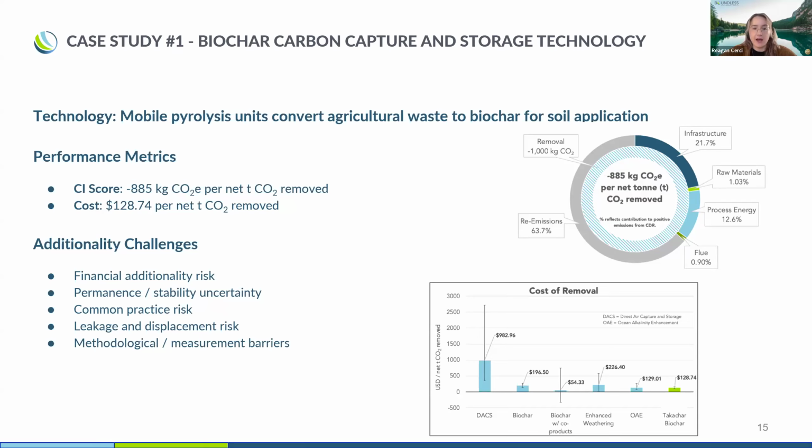So if you're diverting agricultural waste to biochar and that reduces feedstock availability for other beneficial uses, so compost or energy, that's already existing in the region, those net emissions might actually shift elsewhere, which can complicate any claims of additionality. And then the last one here, we have methodological or measurement barriers.